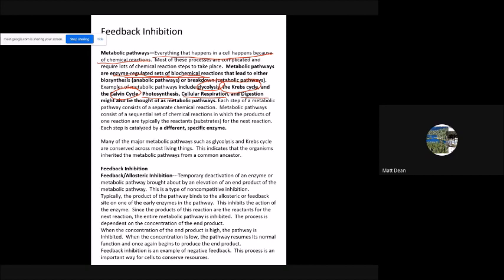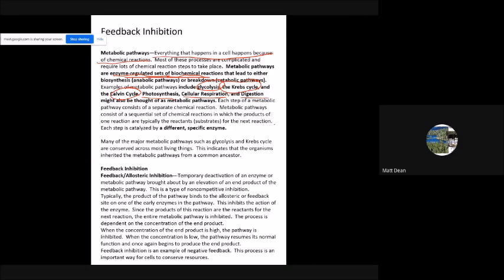Each step of that pathway is a separate reaction. And therefore, each step requires a different specific enzyme to catalyze that step. So a multi-step metabolic pathway is going to require multiple specific enzymes to make it work.